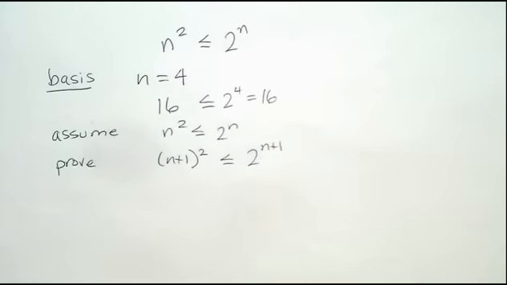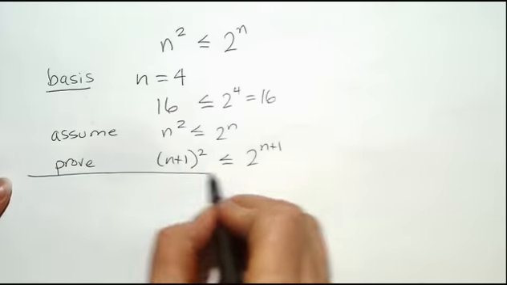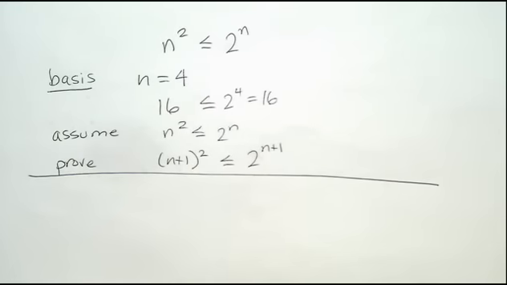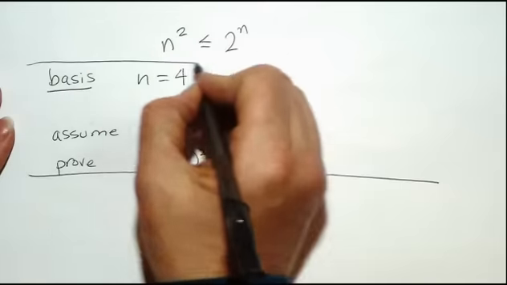All right, now, this is where, when we have an inequality, this is where it gets a little bit different than what we do for equals. So there's a magic step in proofs with inequalities.